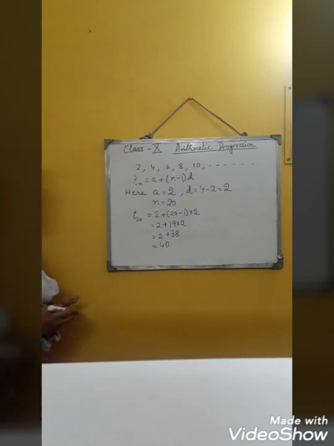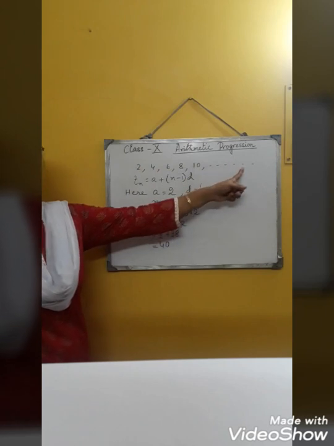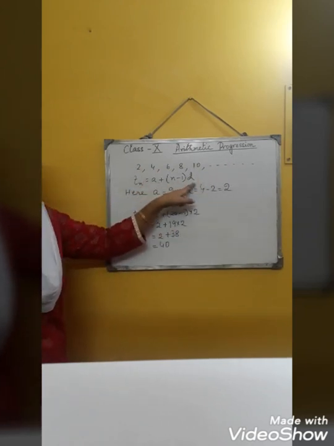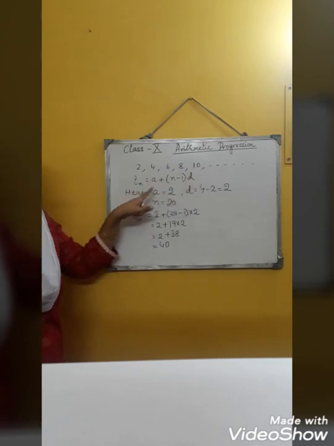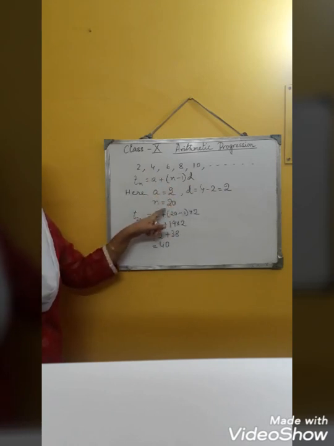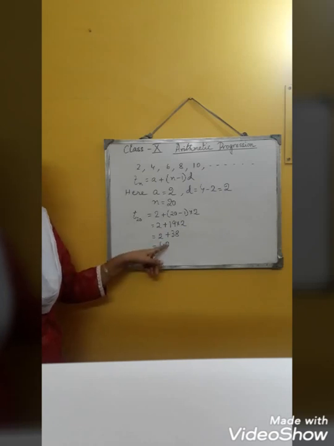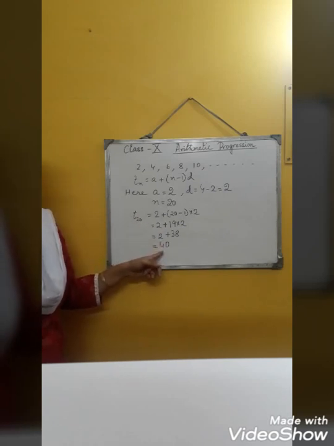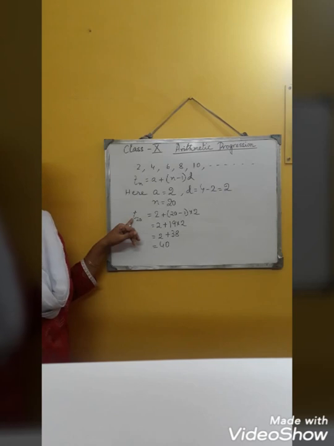That is 40. So if I ask you the question, find the 20th term of this series, yes, you can apply this formula, that is a plus (n minus 1) into d. Put the value of a, the first term, d, the common difference, and n is the number of terms, that is which term is wanted. So you put it here, you get T20 to be 40. So 40 is the answer for the 20th term.